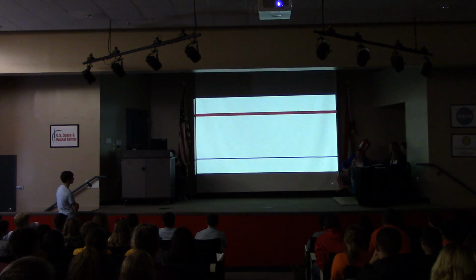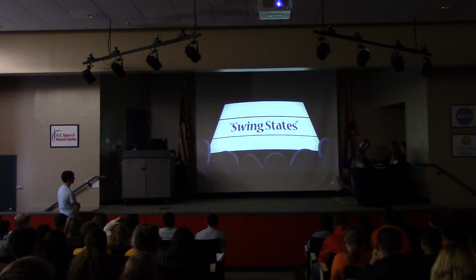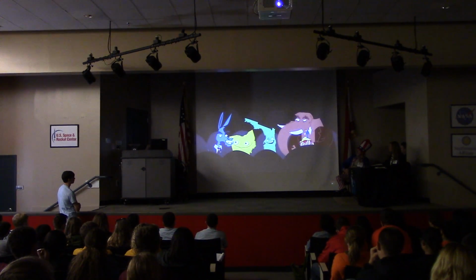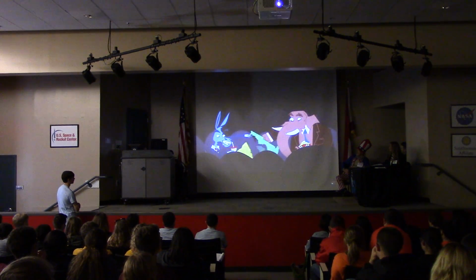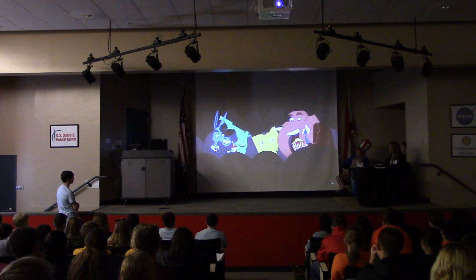States that are teetering between parties are called swing states. In the past four election cycles, Ohio and Florida have been swing states, twice providing electoral votes for a Democratic candidate and twice providing electoral votes for a Republican candidate.